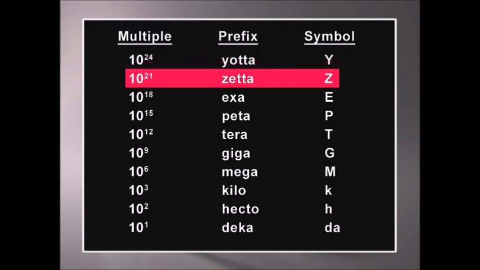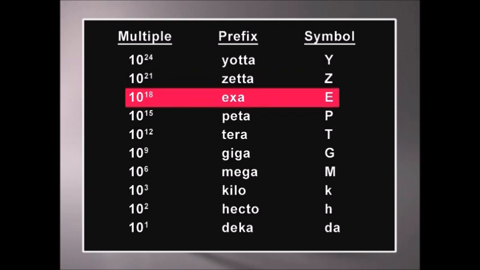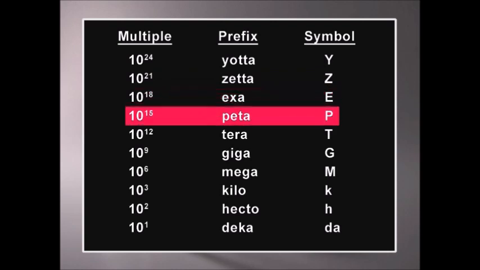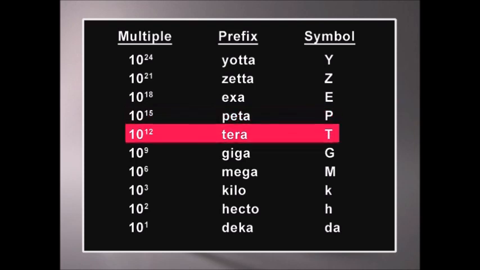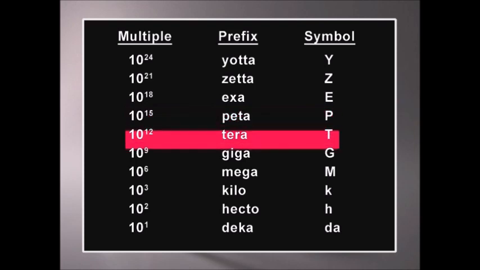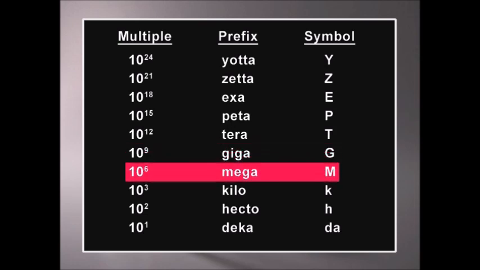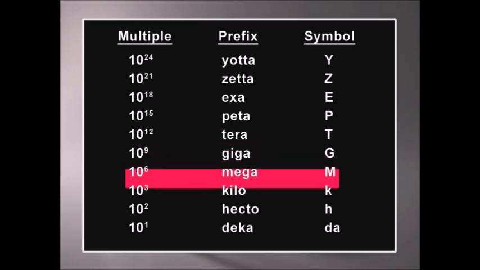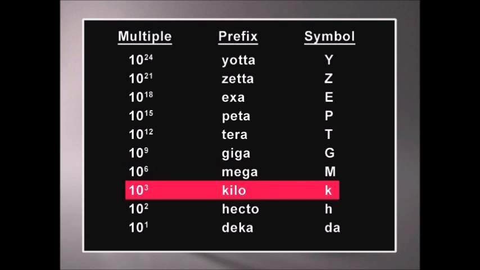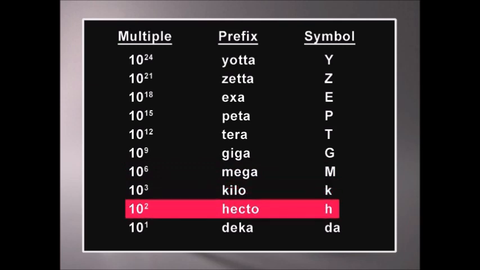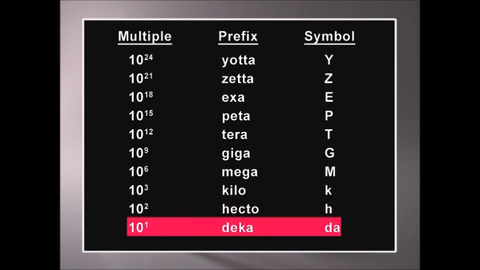10 to the 21st is called a zetta, capital Z. 10 to the 18th, an exa, capital E. 10 to the 15th, peta, capital P. 10 to the 12th, tera, capital T. 10 to the 9th, we call it giga. That actually isn't the correct pronunciation, but everybody calls it giga, so we will call it giga. You know, gigahertz on a computer, capital G. 10 to the 6th is a mega, capital M. 10 to the 3rd is kilo, and here they use a lowercase k. 10 to the 2nd, hecto, lowercase h. And 10 to the 1st, deca, which has a 2-letter symbol, the only one, da.